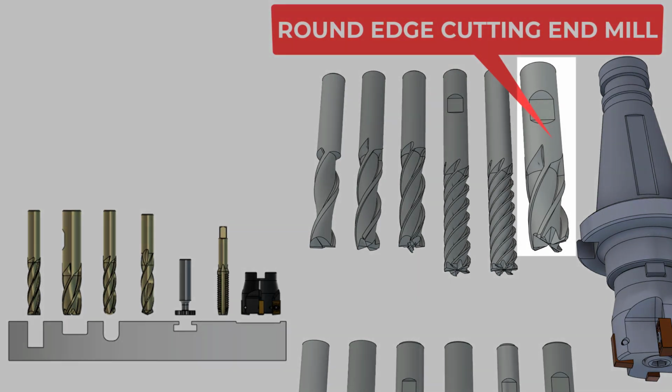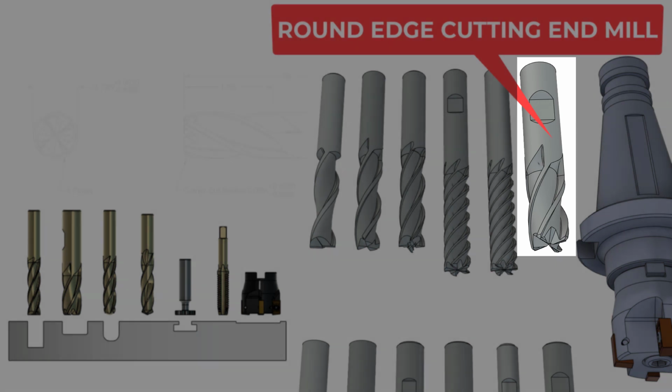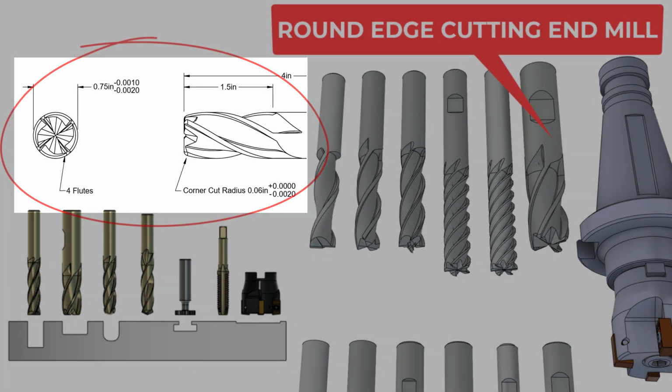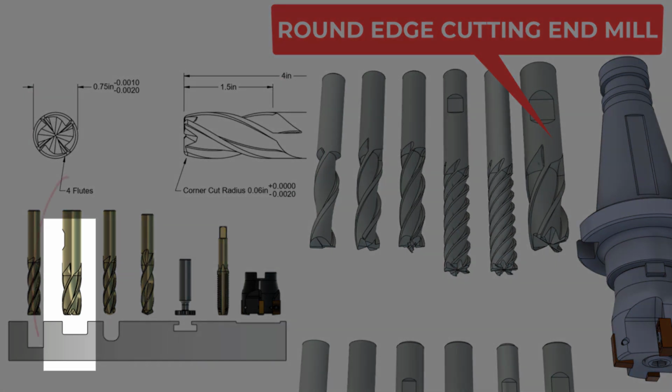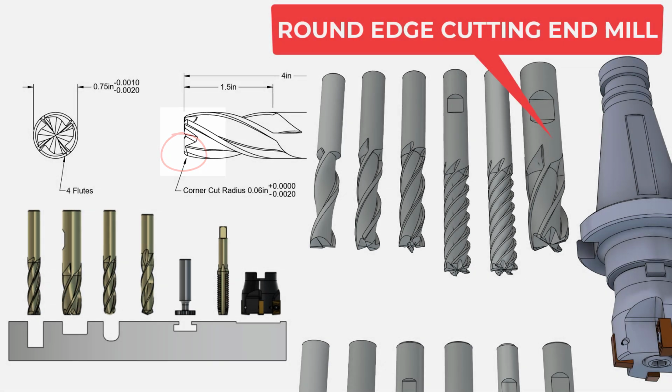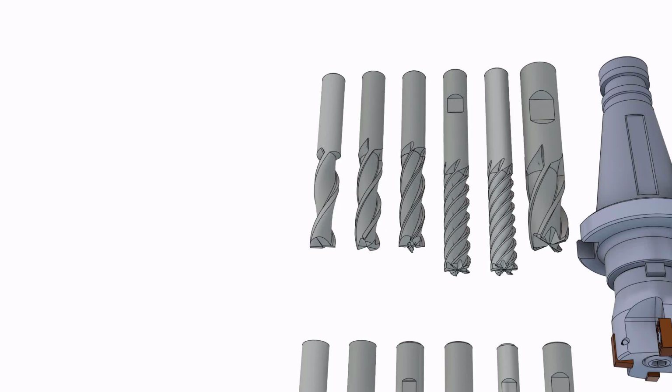Here we have a round edge cutting end mill. A quick look and it appears to be the same as any other end cutting mill. It too has 4 cutting planes and flutes. However, it has the additional benefit of a 1/16 corner radius. This will allow you to mill a pocket and add a radius at the bottom at the same time.